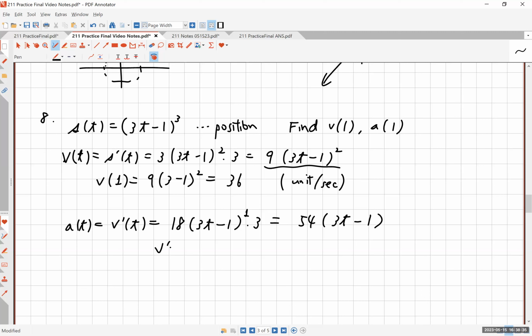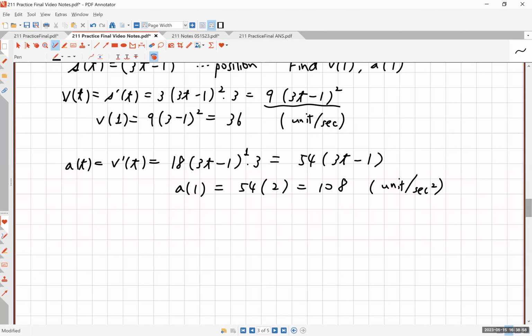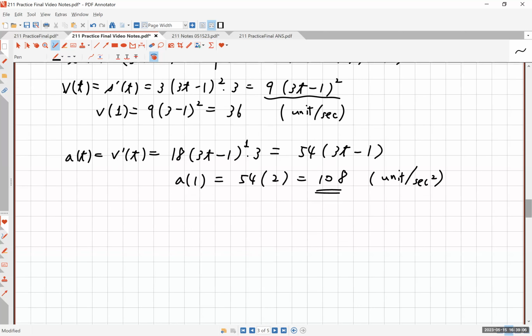And so the acceleration when t is equal to 1 is 54 times, well, 3 minus 1, which is 2. So it's 108. And so this will be the unit of length per square second. That's what happens with acceleration. It's basically unit per second per second, right? So this is how fast the velocity is changing every second. All right, so these are pretty simple questions. You just have to know that the first derivative is the velocity, the second derivative is the acceleration.